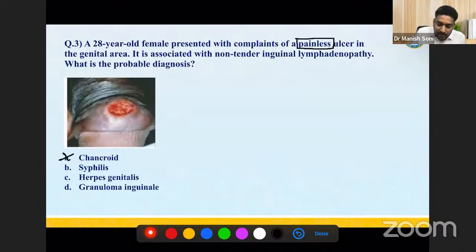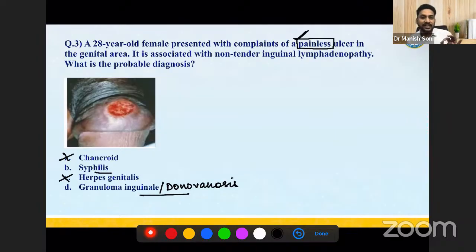Then this is not herpes. Why? Because here painless is written, and herpes, which is caused by herpes simplex virus 2, herpes genitalis, presents with painful grouped vesicles or ulcers or erosions. So this is not herpes also. Now, granuloma inguinale is another name of donovanosis, and syphilis, both can present with painless genital ulcer.